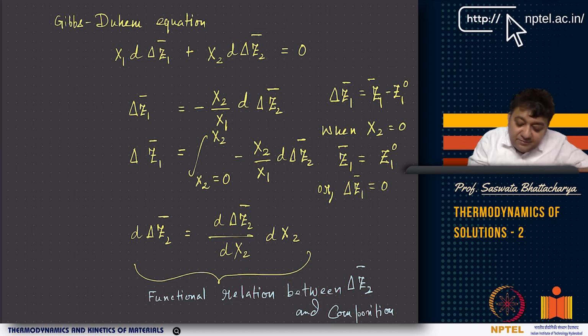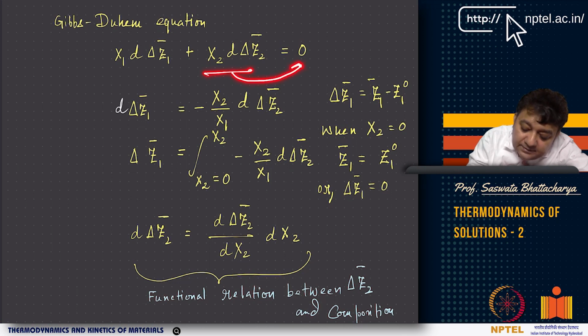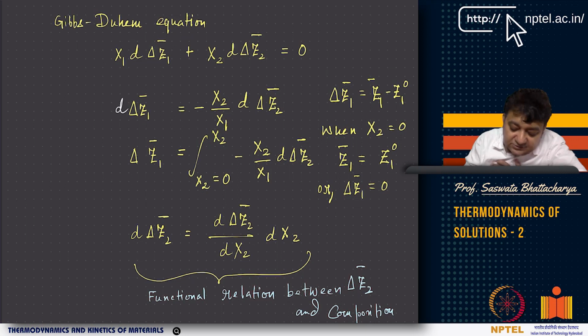So delta Z1 bar, do not mistake this: d delta Z1 bar equals minus x2 by x1 d delta Z2 bar, right. So I have taken this here. If I do that, then plus becomes minus, so minus x2 d delta Z2 bar, and then there is an x1 here, so I take the x1 to the denominator. First I take this on this side, and then I take this as the denominator, right.